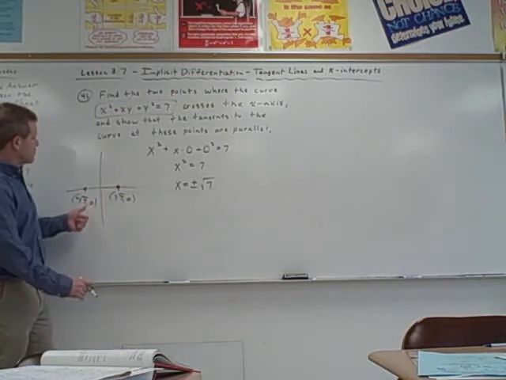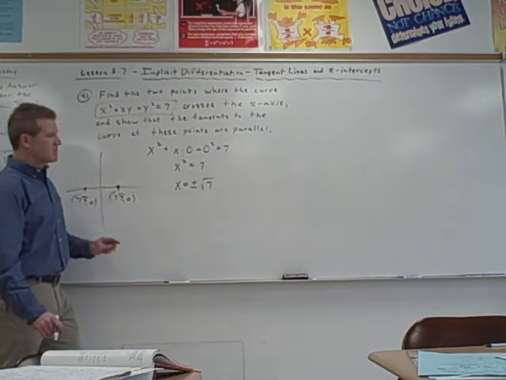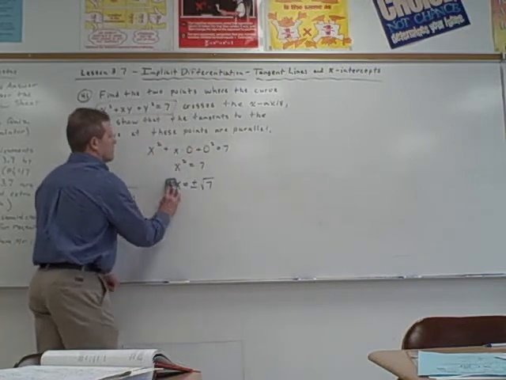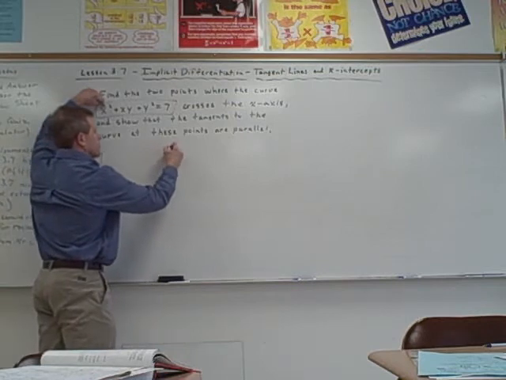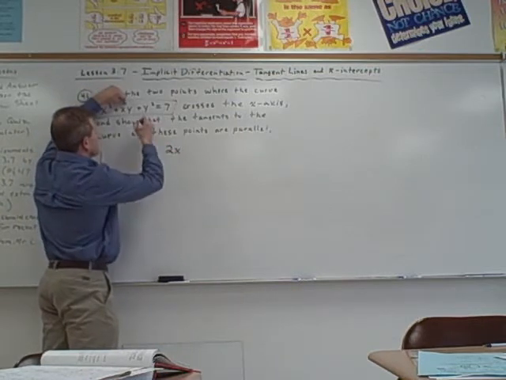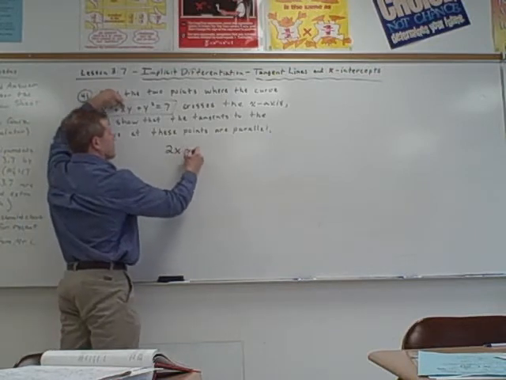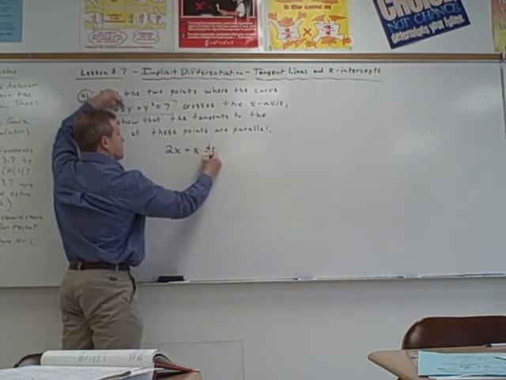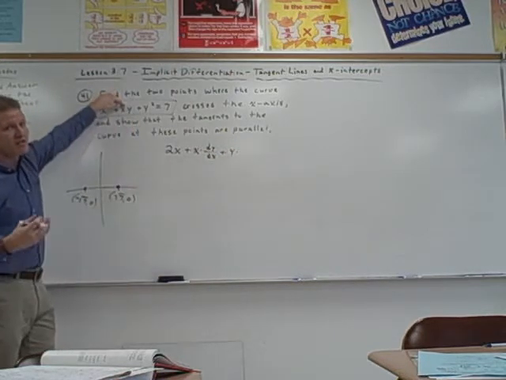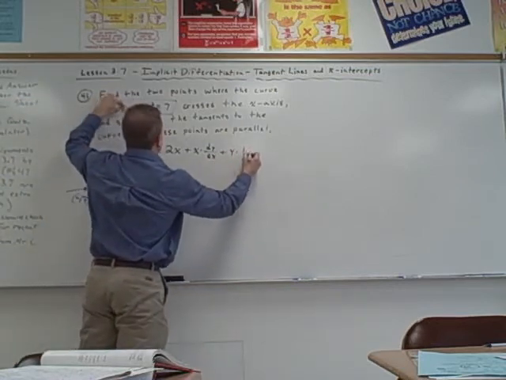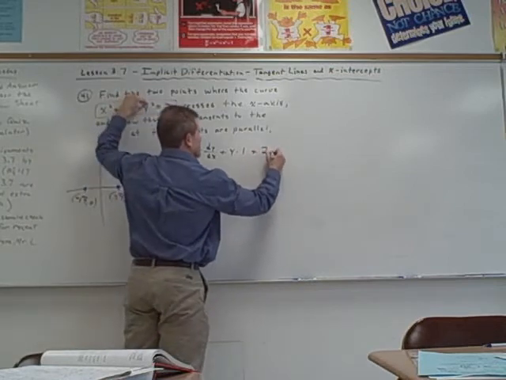Next, once you find these 2 points, we're supposed to show that the tangent lines are parallel. So to get the tangent lines, I'm going to need to find the derivative of this expression. So the derivative of x squared would be 2x. Derivative of xy, I see multiplication between 2 variables, so I'm going to have to use the product rule. So I'm going to take x times the derivative of y, which is dy over dx, plus y times the derivative of x, which is dx over dx, or 1, plus the derivative of y squared, which is 2y times dy over dx.